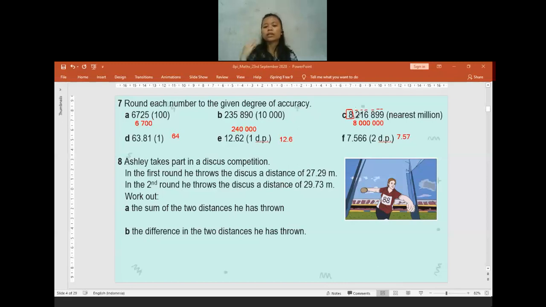So we know the number that is in the million place will be number 8. And then after 8, we have 2. Because the next to 8 is 2, it means the 8 will stay as it is. That's why we put it as 8 still. And then the other numbers, we put as 0.